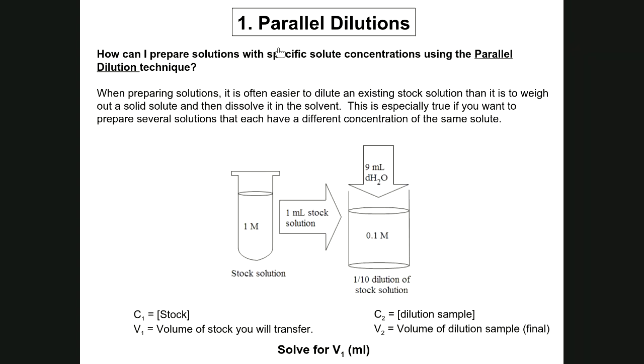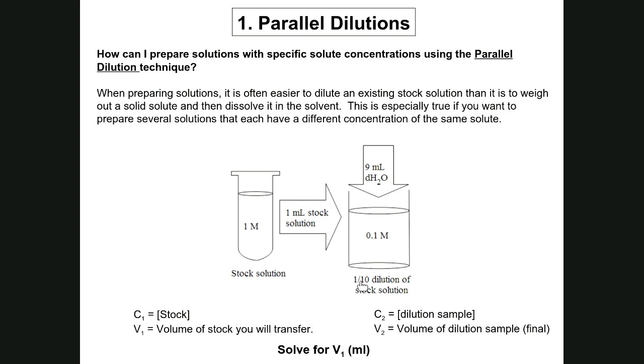So parallel dilutions. How can I prepare solutions with specific solute concentrations using parallel dilution? When preparing solutions, it's often easier to dilute an existing stock solution than to weigh out more dry solute. This is especially true if you want to prepare several solutions that each have a different concentration, but the concentrations have to be lower than the stock solution that you have. C1 represents the concentration of the stock solution. V1 represents the volume of the stock solution that you will transfer to a new container to make the dilution sample.